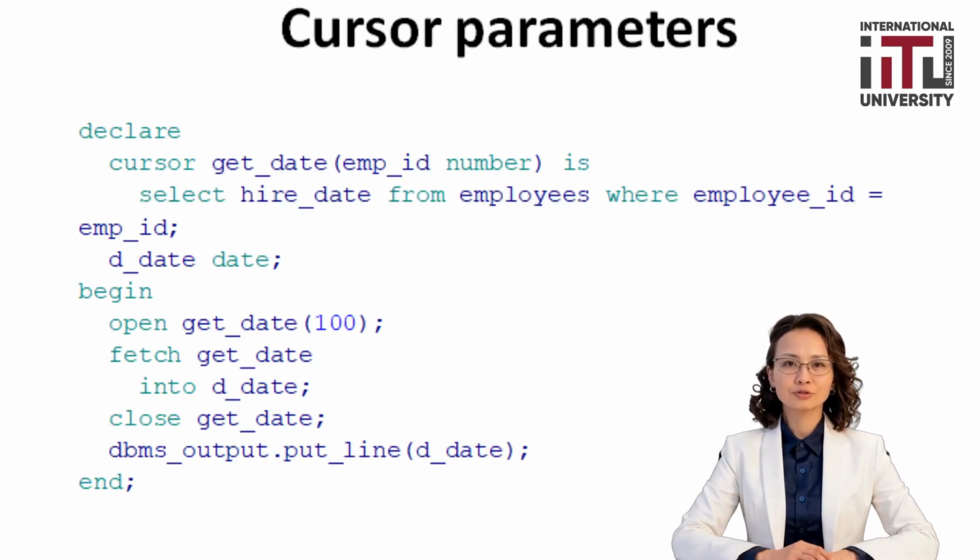In this example, we use a parameterized cursor to retrieve the hire date of a specific employee. We declare a cursor getDate that accepts an employee ID as a parameter and selects the corresponding hire date. We also declare a variable ddate to store the fetched value. Next, we open the cursor with the employee ID 100, fetch the hire date into ddate, and then close the cursor. Finally, we display the retrieved date using DBMS_OUTPUT.PUT_LINE. Using parameterized cursors like this makes it easy to reuse the same cursor for different employees without rewriting the query.